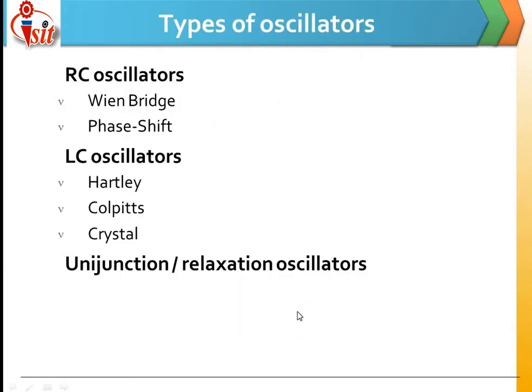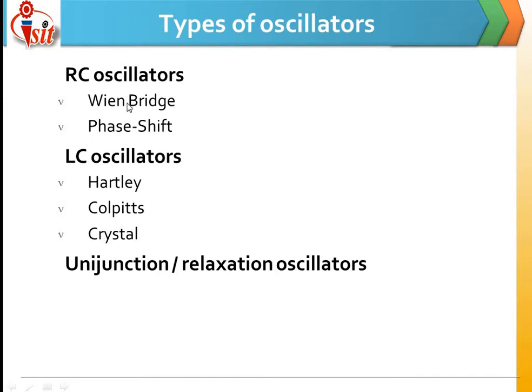The RC oscillator is one of the types of oscillators. Oscillators are majorly categorized into three types. First is the RC oscillator, second is the LC oscillator, and third is the unijunction relaxation oscillator. The RC oscillator is again categorized into two types: first the Wien bridge oscillator, and second the phase shift oscillator.